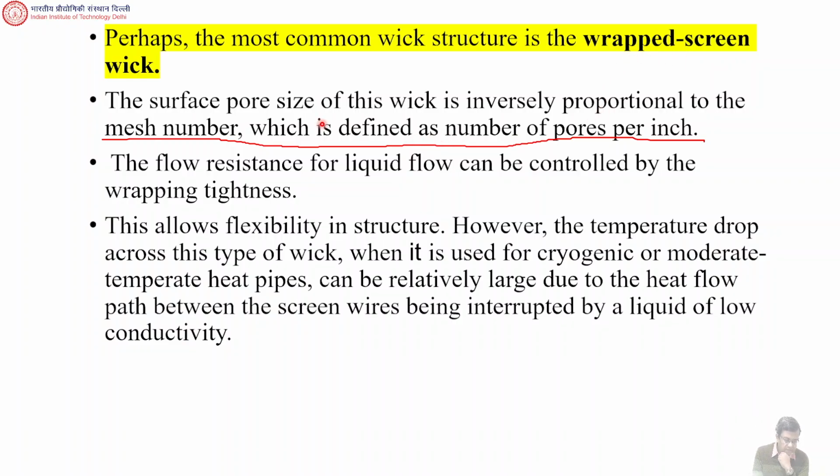Now the surface pore size of this wick is inversely proportional to the mesh number. So 500 mesh will mean the pore size will be 1/500 inch. Correct? This is what we use in the problem also. And the flow resistance to the liquid flow. So you have these meshes, no? One mesh and next mesh.